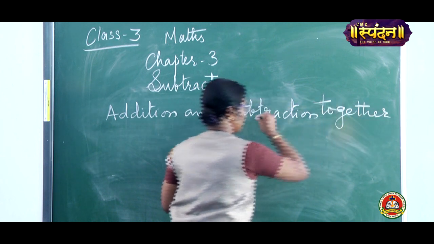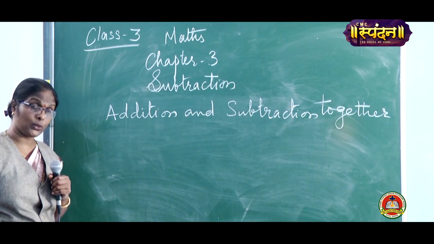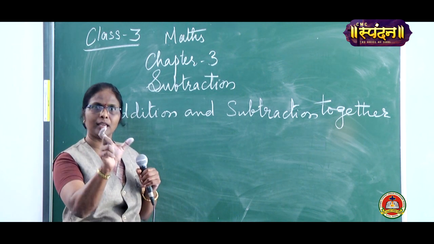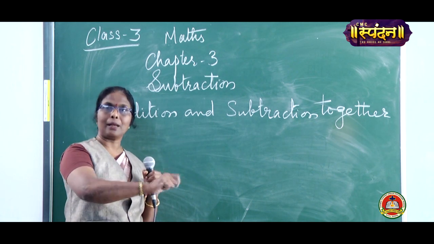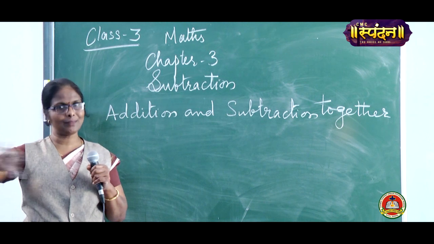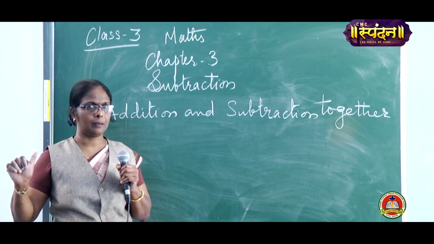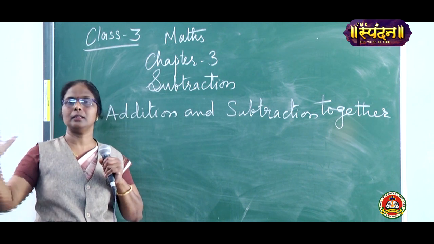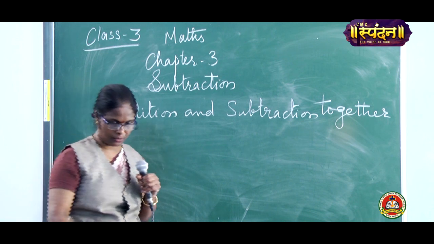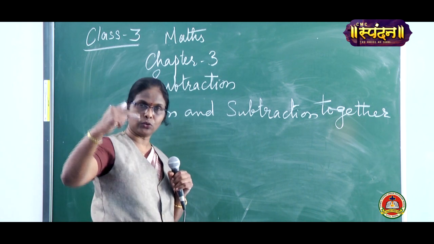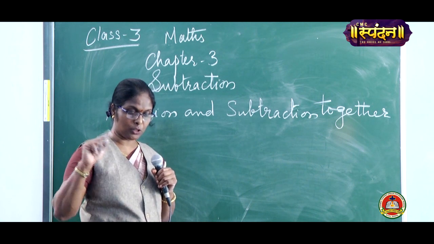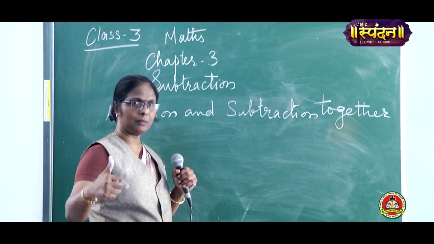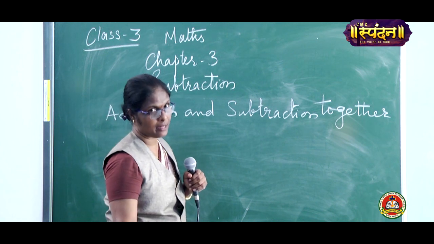Now in this, if addition and subtraction are given together, you have to make a group of numbers which have the plus sign and another group of numbers which have the minus sign. Then first you have to add the numbers which have the plus sign, then subtract the numbers which have the minus sign. You have to follow these rules. First, arrange the numbers with plus sign together and minus sign together. The second rule is you have to add first and then subtract.